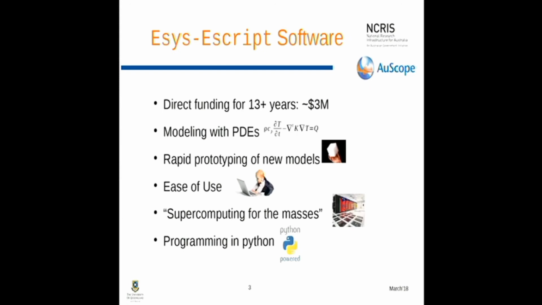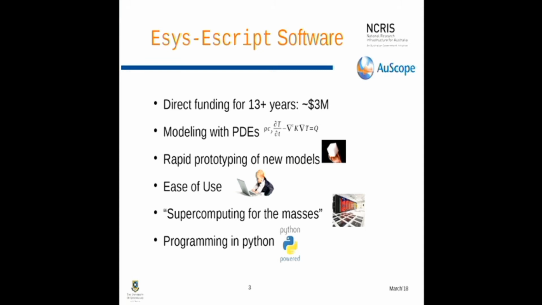So it's running for 13 years now, and we have got about, it's probably a conservative assumption, $33 million to support that development, and we'll hopefully get that funded end of next year with new NCRIS money. And again, it's modeling with partial differential equations, and it's very important, it's designed for doing rapid prototyping. It's not there to have an optimized code for a particular application. It's having an environment which allows you to develop new models quickly. So it's not always the most efficient way of doing things.